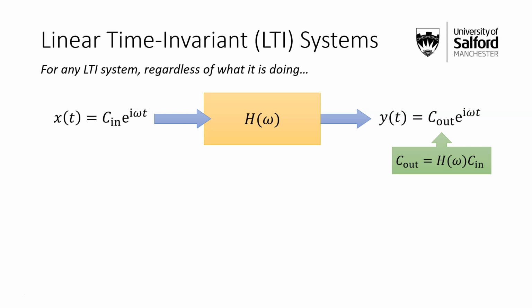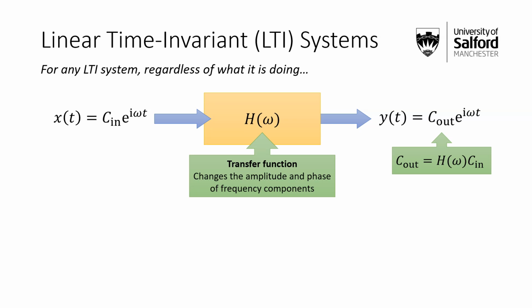So all the complexities that might happen inside the system turn into a simple multiplication by H evaluated at angular frequency omega. And this is called the transfer function. It changes the amplitude and the phase of the frequency components. So this is a really neat way of writing and manipulating just what a complicated system might do. And this is just a really kind of elegant and easy way of dealing with these types of systems, which is why you see Fourier analysis used so much.